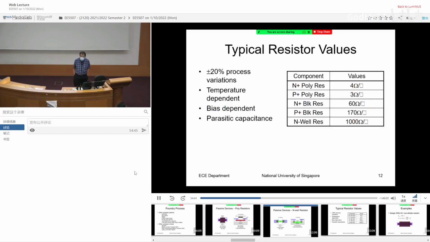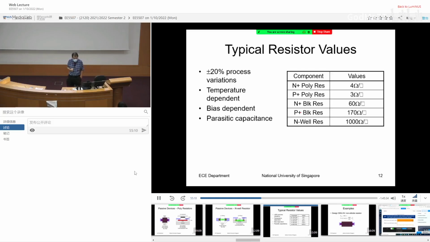So the typical resistor value depends on the type. If you have normal poly implant with electron, so N+, you get probably 4 ohm per square, okay? P+, 3 ohm per square. So it depends on the implantation type. And then N plus block, P plus block, basically you don't have any implantation. Block means blocking the implantation. You have much higher resistivity, like 60 ohm per square, 170 ohm per square. And for N-well, you can see that you get about 1000 ohm per square. So the unit seems to be strange. Why is it called 4 ohm per square?